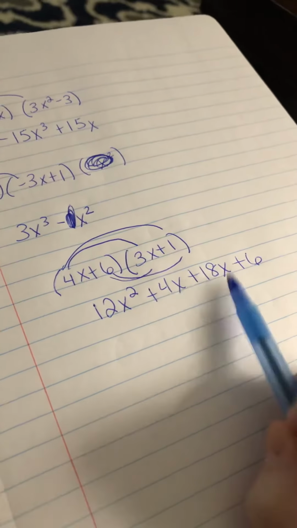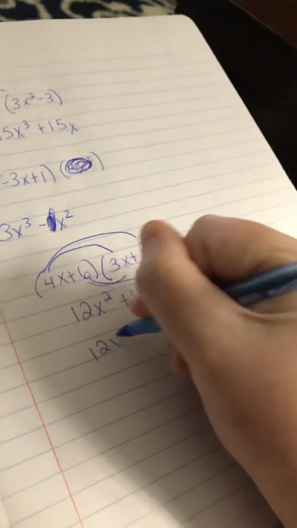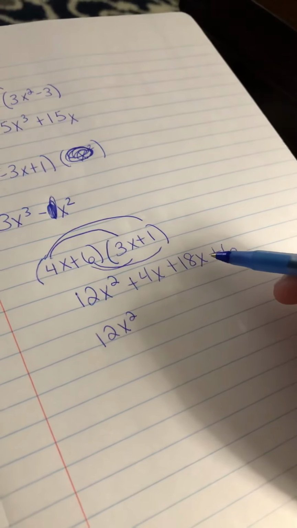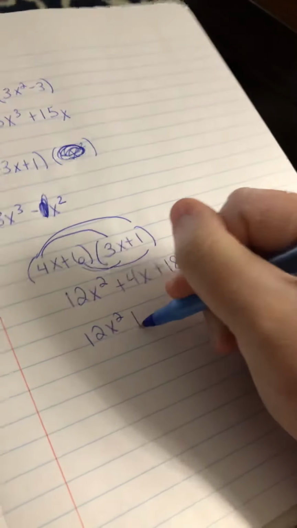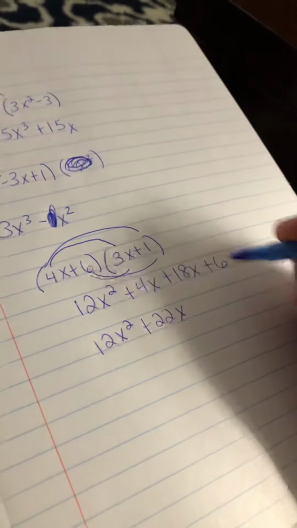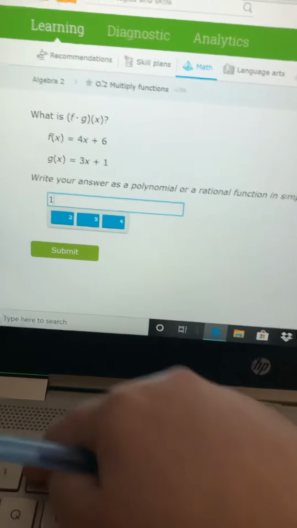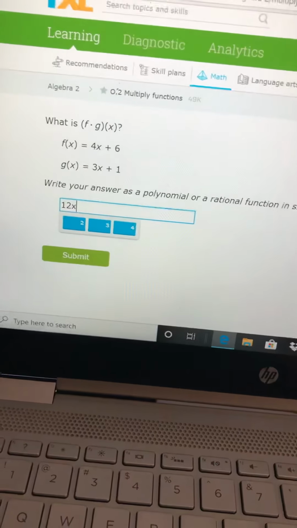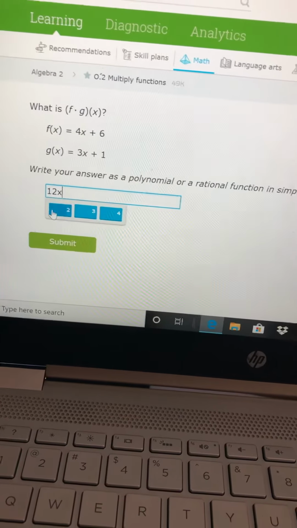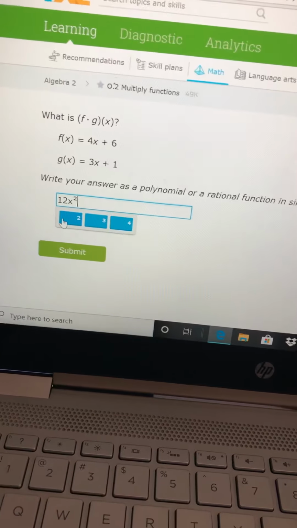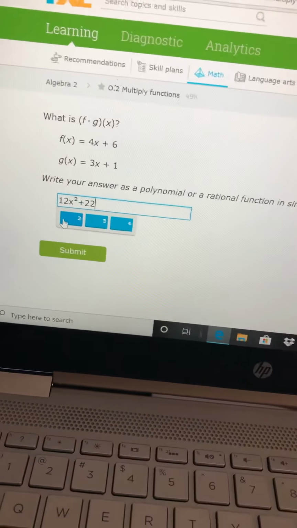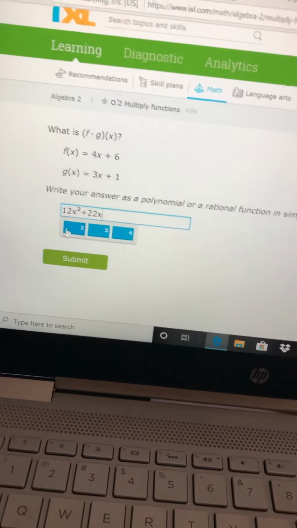Combine the middle. So 4x plus 18x, what, 18, 22? And then plus 6 falls down on the end. All right, so let's type that in over here. It'll be 12x to the second plus 22x plus 6.